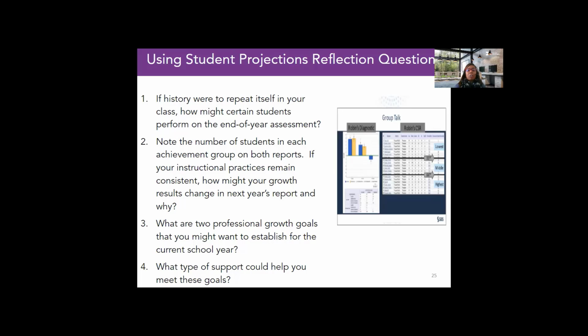Thinking about, what are 2 professional growth goals that I might want to establish for the current year for myself? And then also thinking about, if these are my growth goals, what support am I going to need and who do I need to go to access that support? Right? So it's really connecting the past to the present, right? Connecting the past to the present.